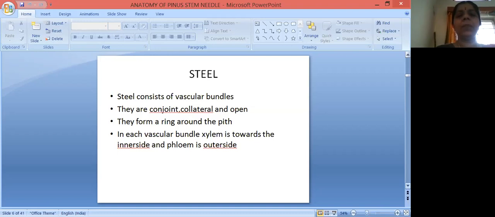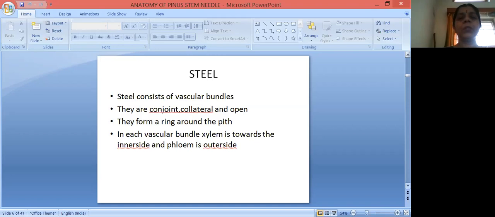The type of vascular bundles are quiescent, collateral, and open type. Collateral means the arrangement of xylem and phloem in the vascular bundle is one above the other. Xylem is always towards the inner side and phloem is always towards the outer side. In between these two, there is a presence of cambium. So, what is the meaning of xylem? What is the responsibility of the xylem? Xylem is responsible for the translocation of water and minerals.